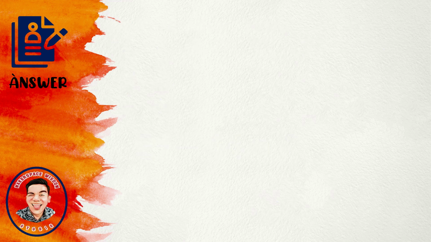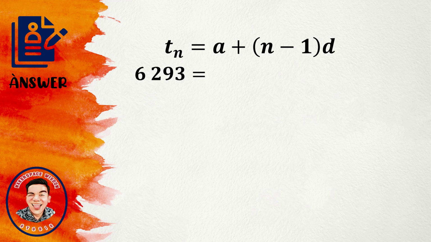After getting the common difference, substitute in the formula T sub n equals A plus the quantity of n minus 1 multiplied by D, where T sub n is the last term of the sequence, A is the first term of the sequence, while D is the common difference. Substituting, we have the last term, 6,293, equal to A, the first term, which is 14, plus the quantity of n minus 1 times 7, which is our common difference.